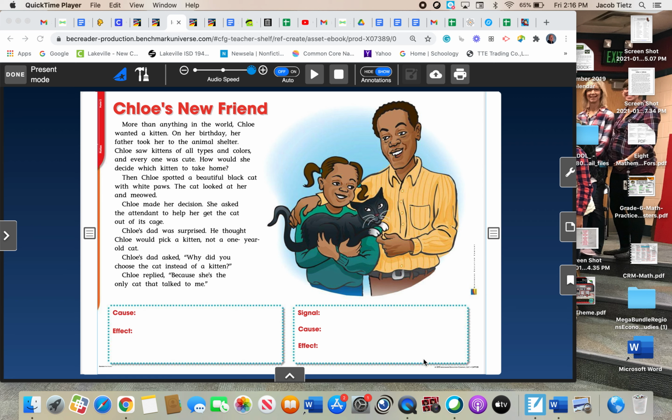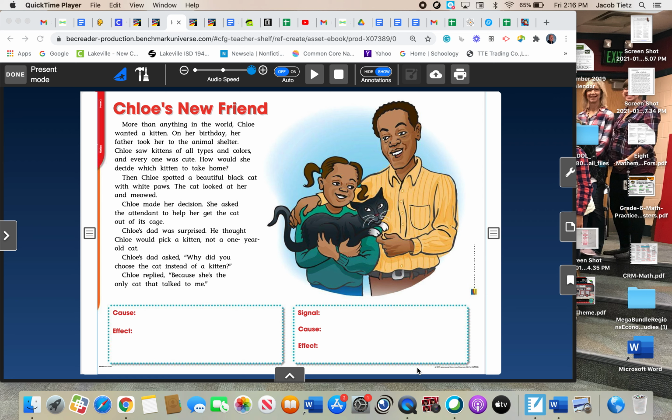Now, Chloe's dad was surprised when Chloe chooses a cat rather than the kitten she had said she wanted. I was surprised when my friend chose a cat rather than a dog. My friend said he chose a cat because he saw how many cats there were at the animal shelter. Chloe says she chose the cat because it was the only one that talked to her. The word because signals the cause.